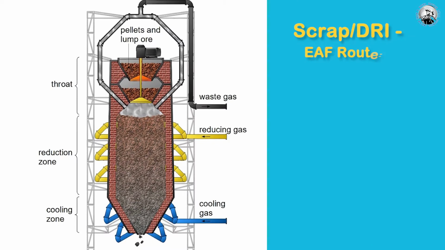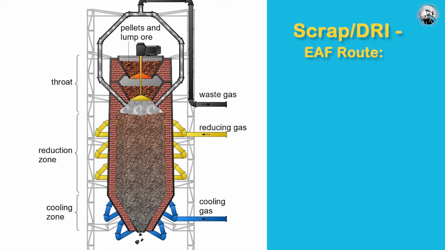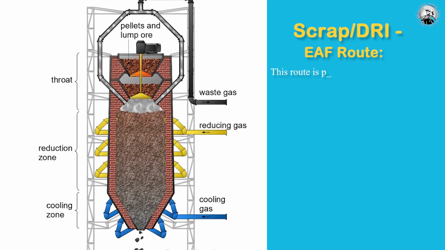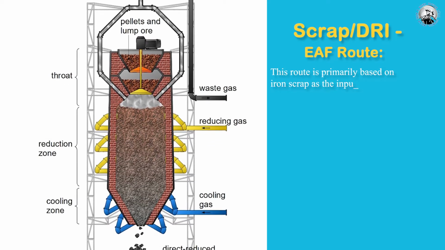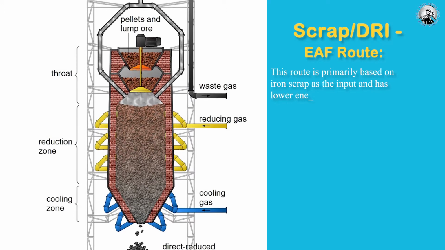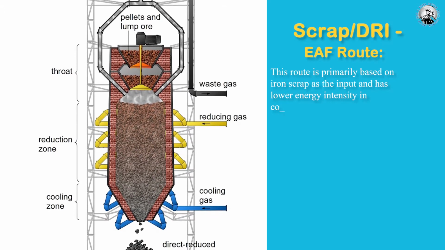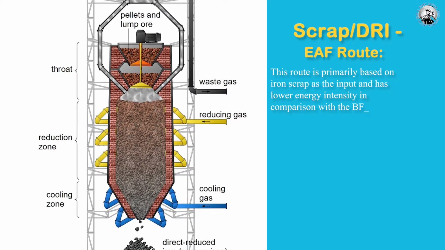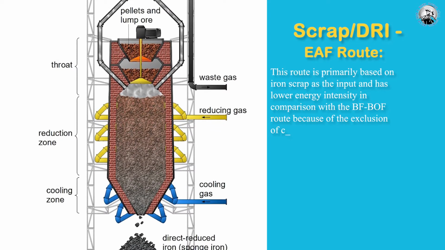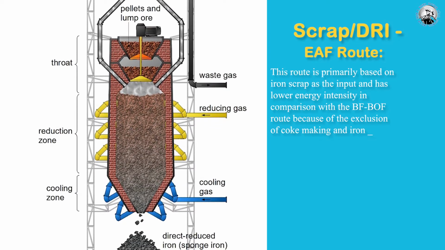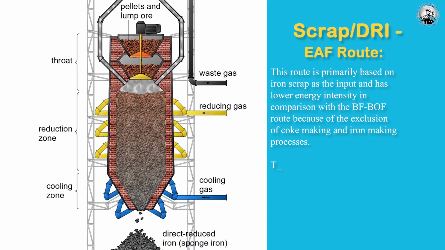Scrap DRI-EAF route. This route is primarily based on iron scrap as the input and has lower energy intensity in comparison with the BF-BOF route because of the exclusion of coke making and iron making processes.